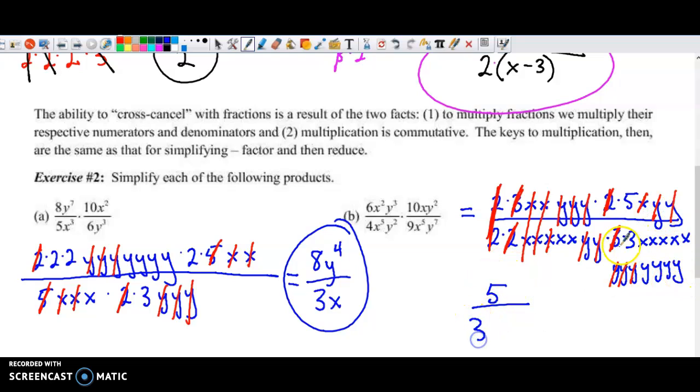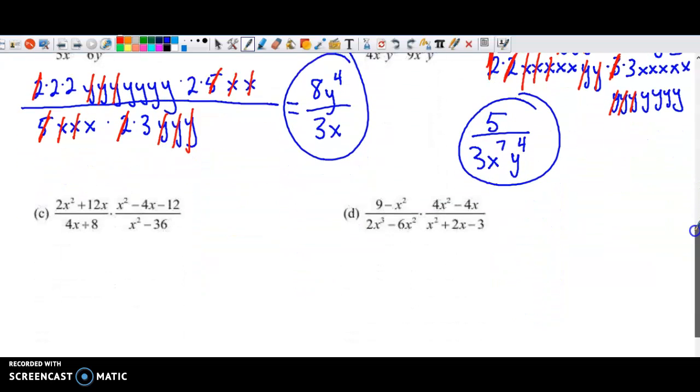I have a 3 on the bottom with 1, 2, 3, 4, 5, 6, 7 x's and 1, 2, 3, 4 y's. And I'm going to trust that I did this correctly.